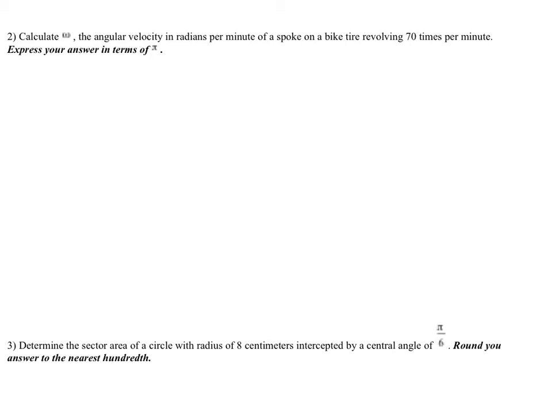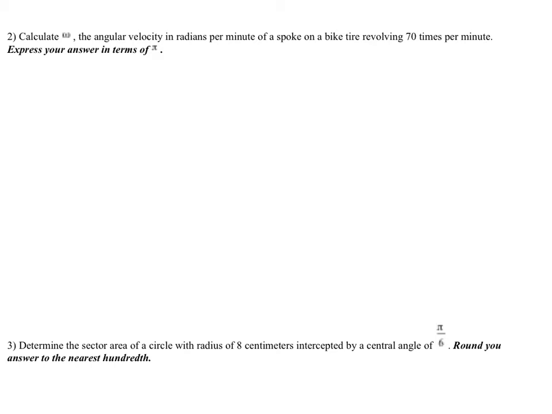Okay, for problem 2, we're calculating the angular velocity in radians per minute of a spoke on a bike tire revolving 70 times per minute. So we're expressing our answer in terms of pi again. Now we need the formula for angular velocity. The formula for angular velocity is omega equals theta divided by time.